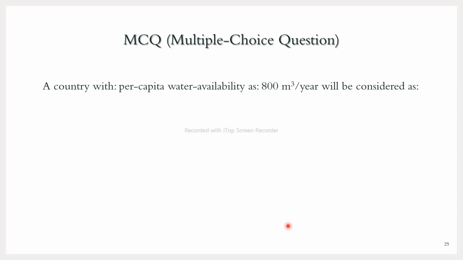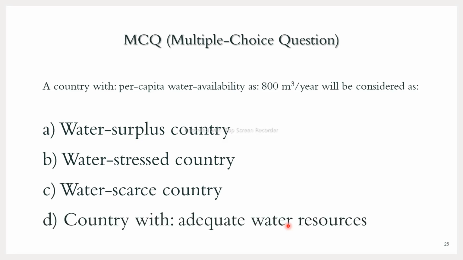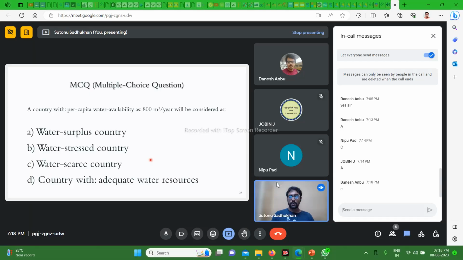The question is as follows. A country with per capita water availability of 800 meter cube per year will be considered as: option A, water surplus country; option B, water stressed country; option C, water scarce country; and option D, country with adequate water resources. So you can type your answer in the chat box, or you can unmute yourself and talk.